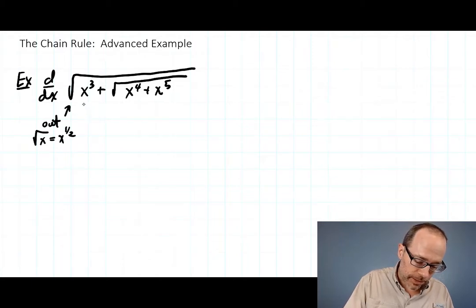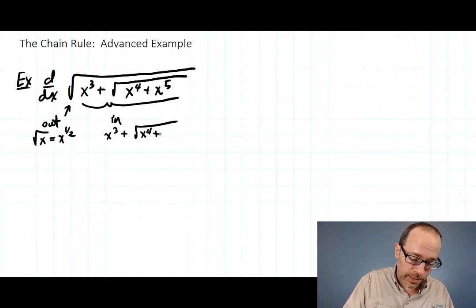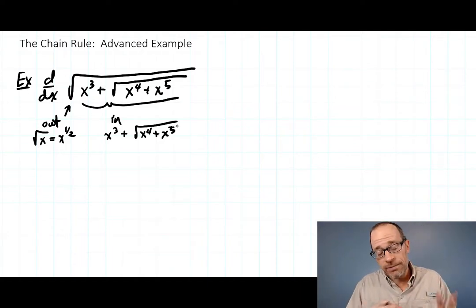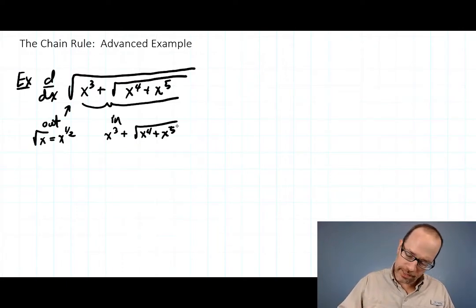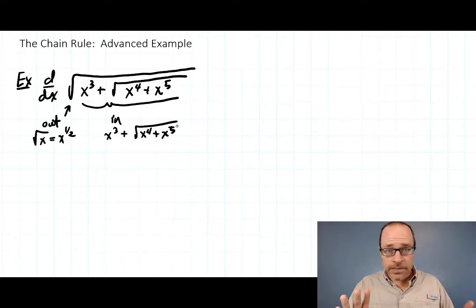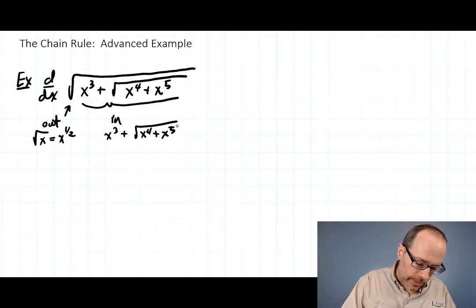Whereas the inside part, the thing that you're plugging into the outside function, is much more complicated. It's x cubed plus the square root of x to the fourth plus x to the fifth. And you see the inside part already has a composition of functions in there as well. So we'll deal with that as we get to it. But the trick is really to not let it freak you out. Just follow the rules one step at a time, and it'll all work out in the end.